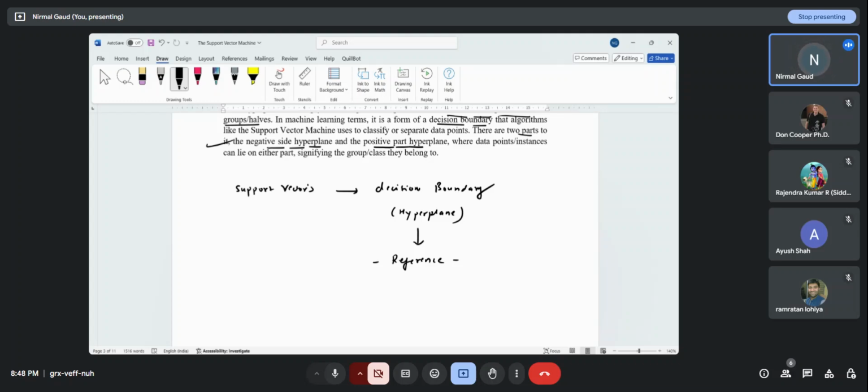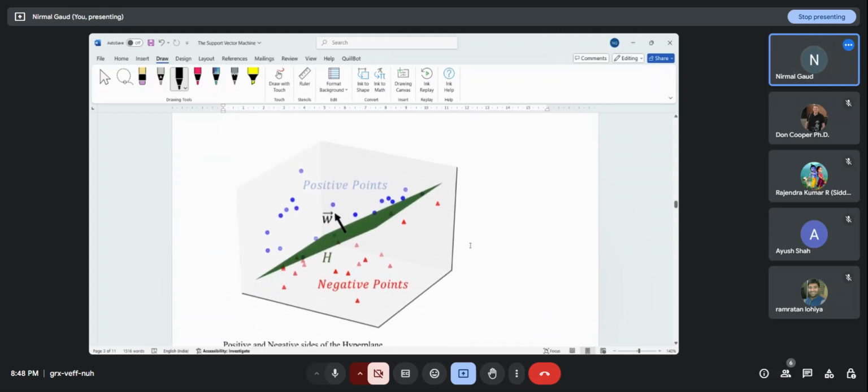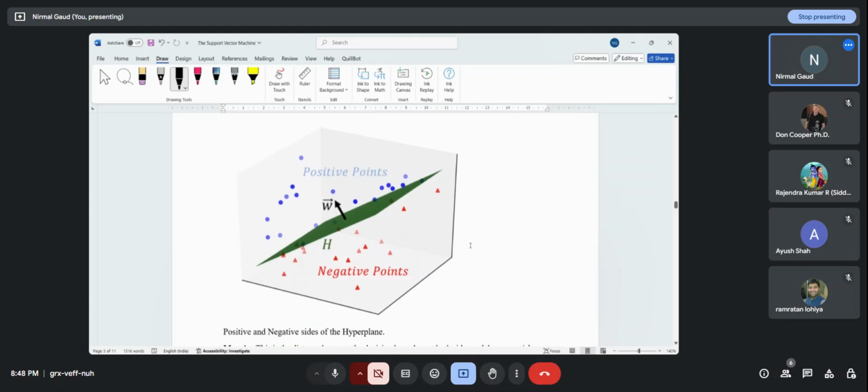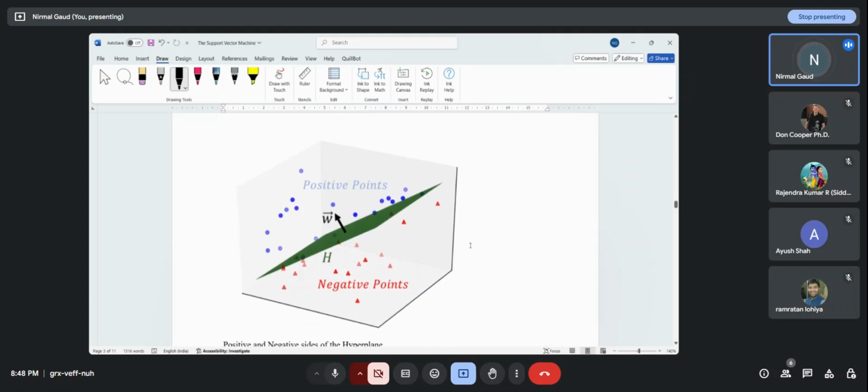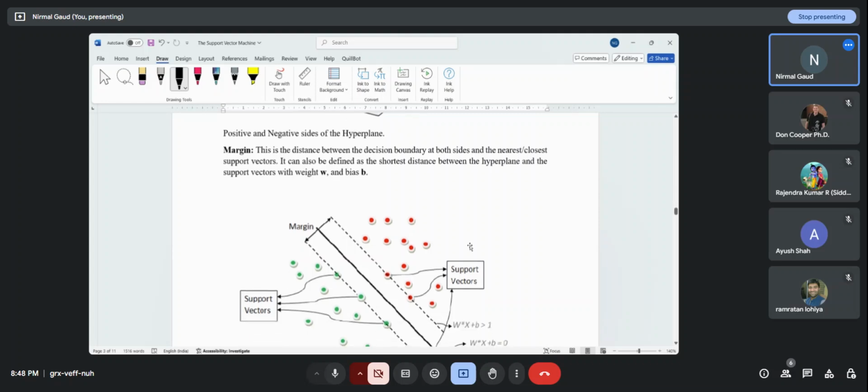Okay, we can mark like this: anything above the hyperplane is positive, anything below the hyperplane is negative. That's what we can decide. And you can see in the diagram, it's shown blue points are present on the positive side, so they are called positive points, and red points are below, so they are called negative points. Okay, so positive and negative sides.